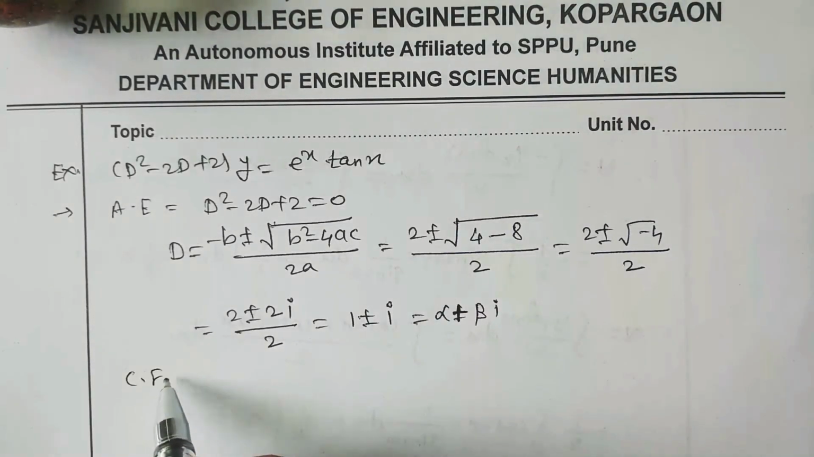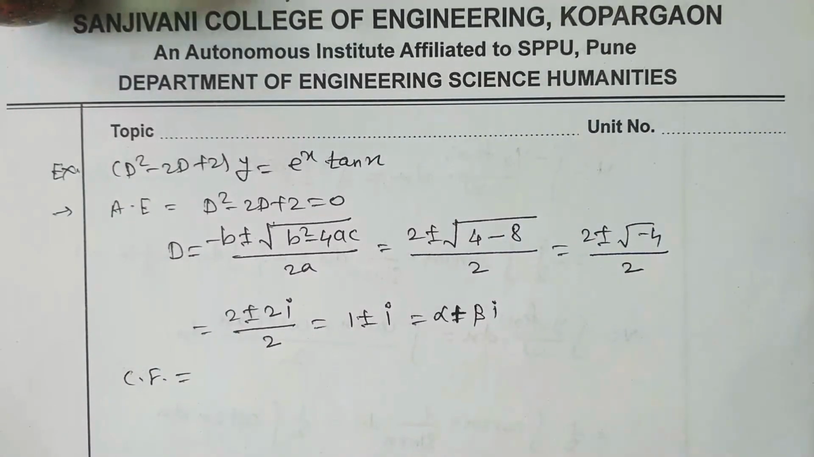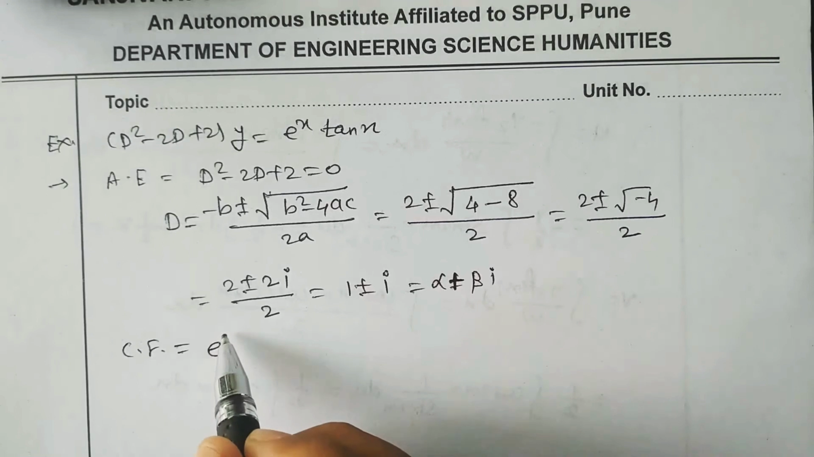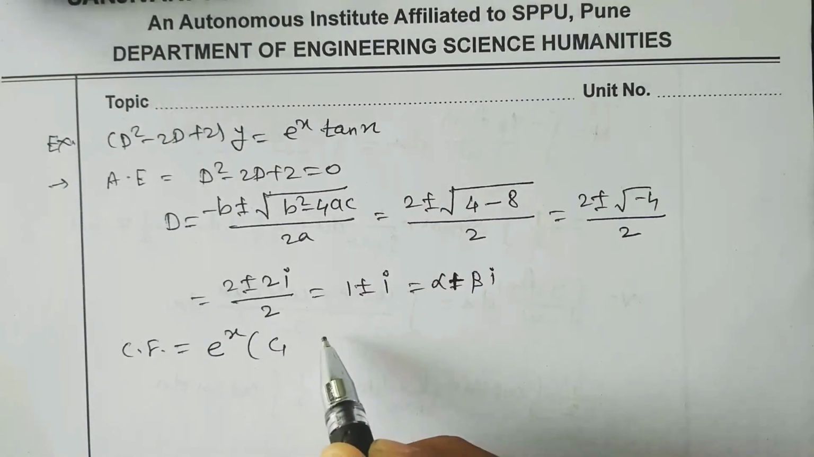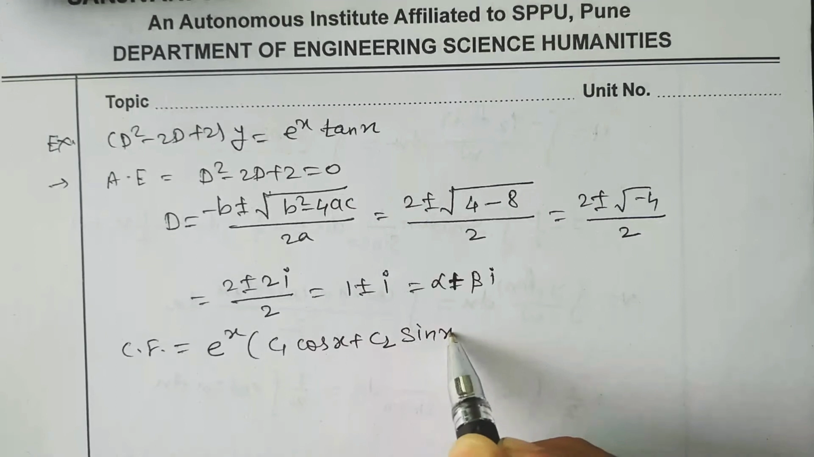So for the complementary function, here there are two roots, both roots are imaginary and distinct. So the complementary function is e raised to alpha x, value of alpha is 1. So e raised to 1x into bracket c1 cos of beta x, beta is 1, so cos x, plus c2 sin of beta x, beta is again 1.